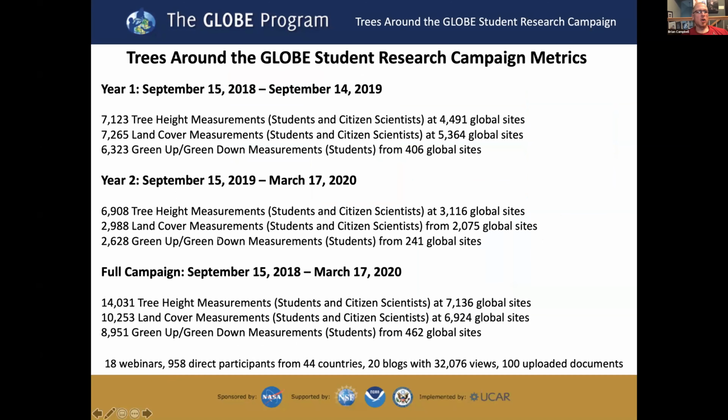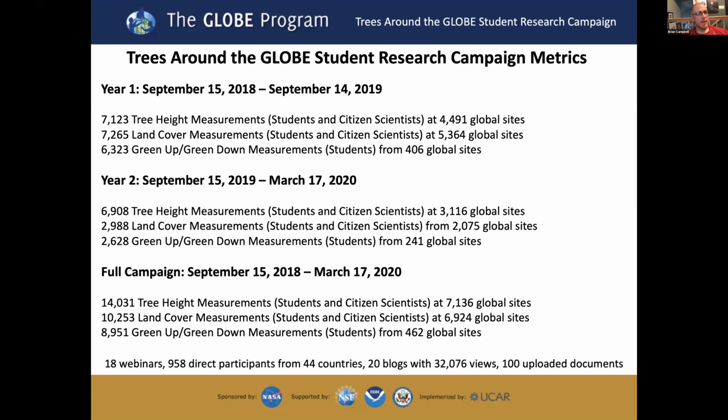All right, let's get into some of the metrics for the campaign, which I like to do every time. In year 1, we started the campaign September 15, 2018, and that first year ran through September 14, 2019. In that time, we had over 7,000 tree height measurements from almost 4,500 global sites. And we had just over 7,200 land cover measurements from 5,364 global sites, and 6,323 green up, green down measurements from 406 global sites. The majority of those come from our friends at the European Phenology Campaign, some of whom I see are on here from that campaign.